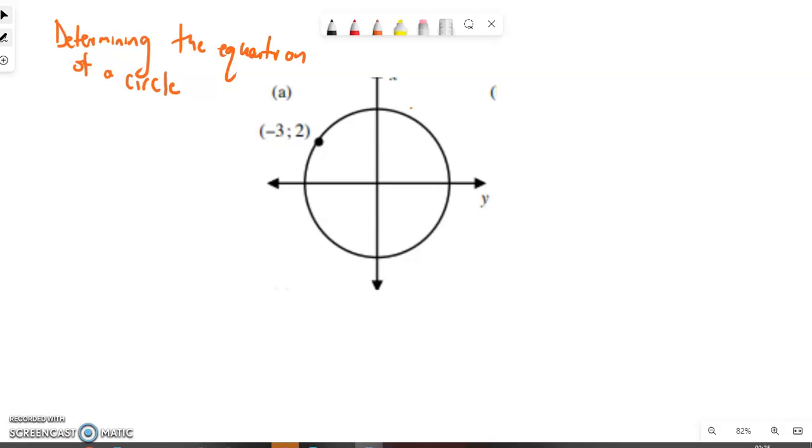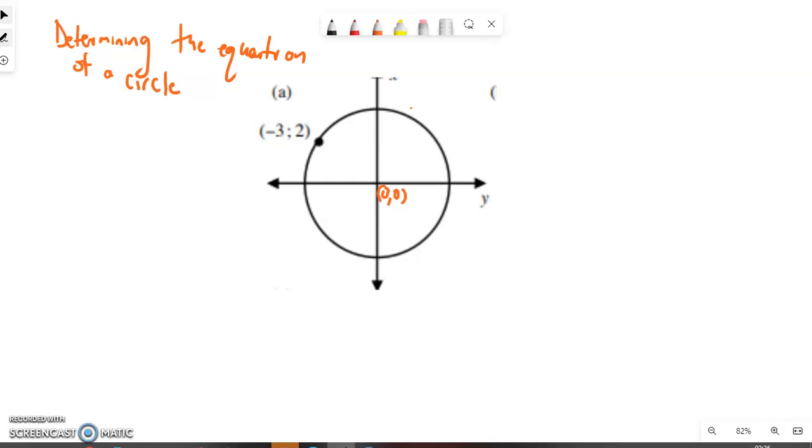Alright, let us calculate the equation of a circle which is centered at the origin. So the center for this circle is the point (0, 0), which is our point of origin. Firstly, we need to determine the size of the radius.